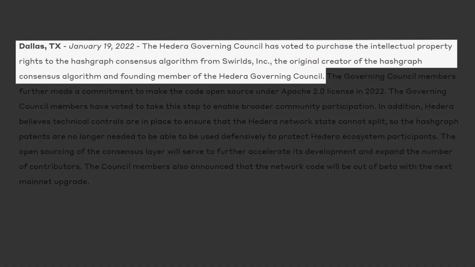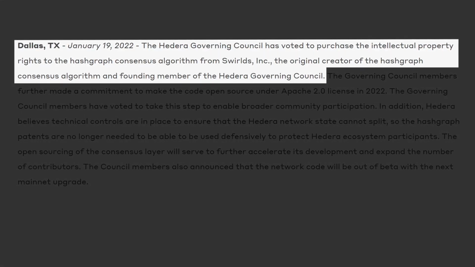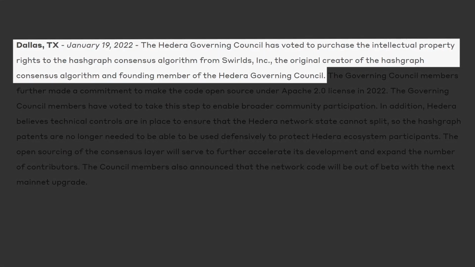All the way up to 2019, Hashgraph used to be a patented technology, and it was owned by Swirlds, which is the company founded by the same founders as the Hedera founders. But in 2019, the patent was transferred from Swirlds to Hedera, and the code base was made open source.